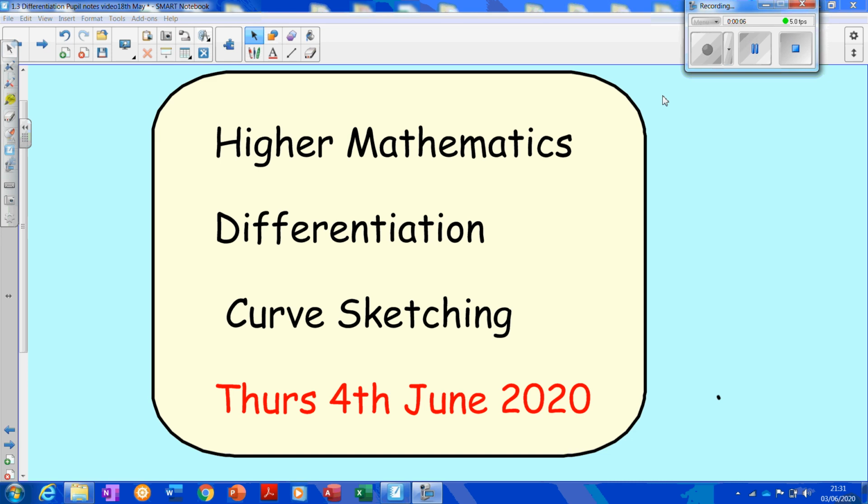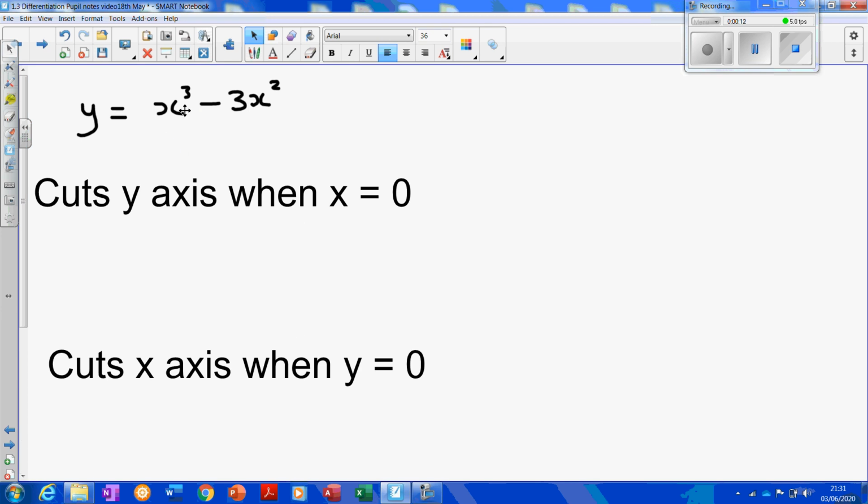Right, so I'm going to start off by doing a couple of questions that I gave you for today. So the first one is y is equal to x cubed minus 3x squared. And three things we've got to do. We've got to find out where it cuts the y-axis, and then find out where it cuts the x-axis, and then find the stationary points.